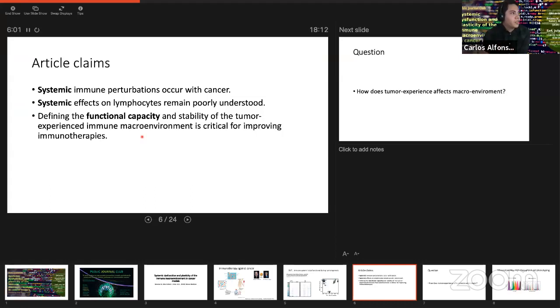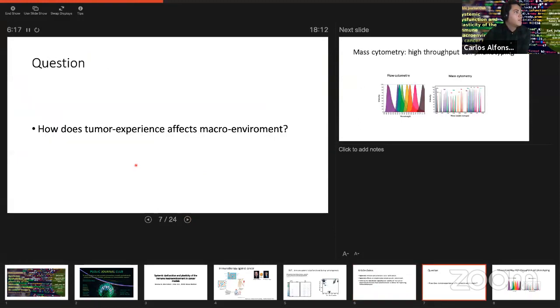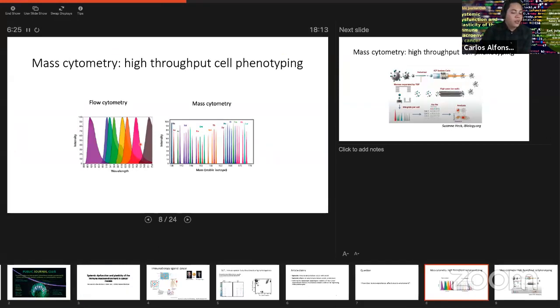Experience this interaction with the tumor. And the claim of the authors is that if we can understand this at a systemic level, then we can design better immunotherapies. And the main question of the paper, as I could interpret it, is how does tumor experience affect the microenvironment of the immune system? So the technique that they use to solve this question is mass cytometry.